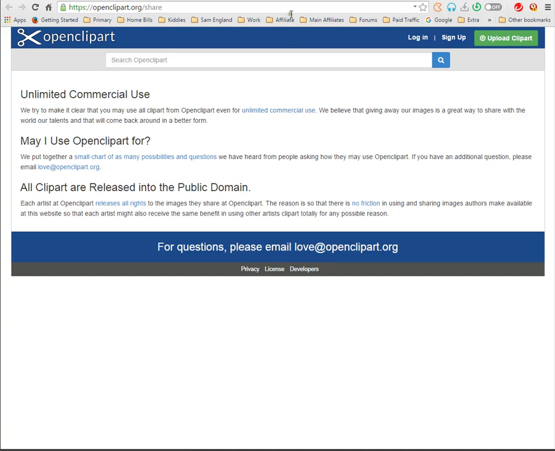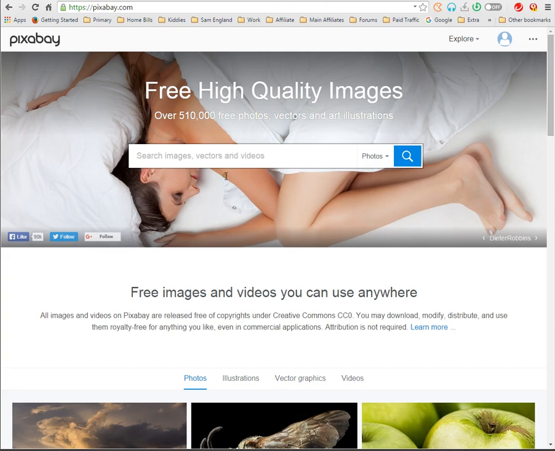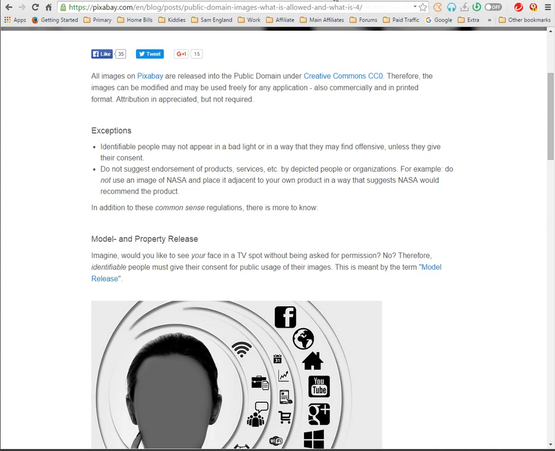Another website that we recommend is Pixabay. Pixabay has a lot of images, and the important thing about Pixabay is our licensing. All images on Pixabay are released into the public domain under Creative Commons CC0. Therefore, the images can be modified, may be used freely for any application, also commercially, and in printed format. Attribution is appreciated but not required.